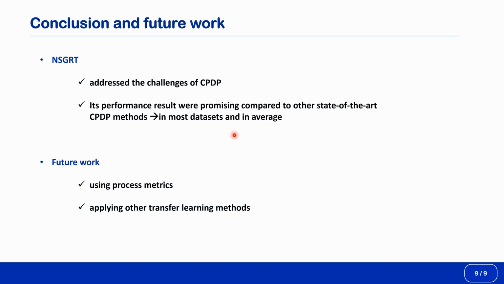The proposed model in this study, NSGRT, addressed the challenges of CPDP, especially the challenge of negative transfer occurring because of imbalanced distribution of data. The results were promising and outperformed other state-of-the-art CPDP models in most cases and on average. As future work, we plan to use process metrics and apply other transfer learning methods to improve the performance of the model in the datasets where NSGRT did not outperform some of the benchmarks.